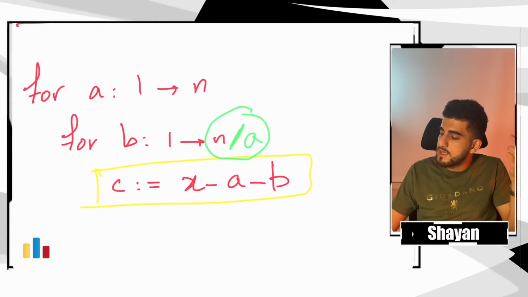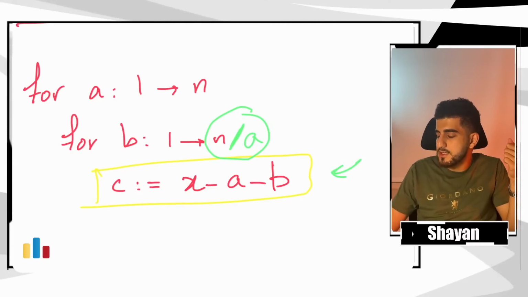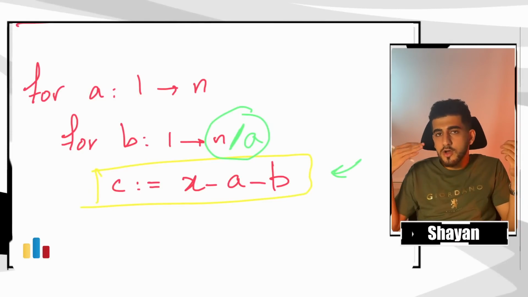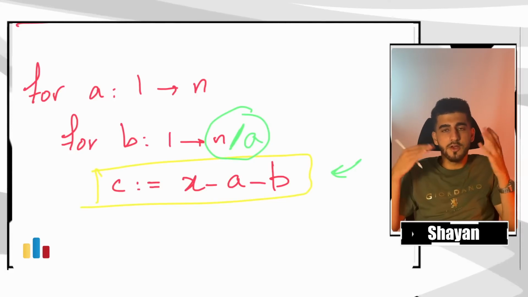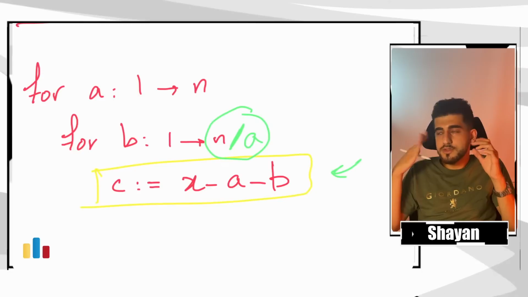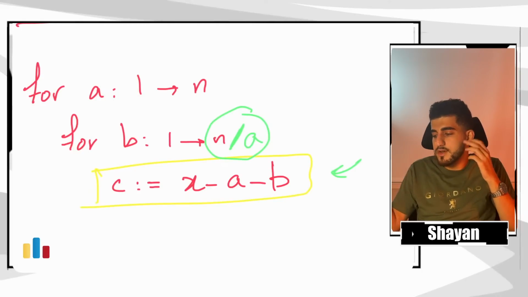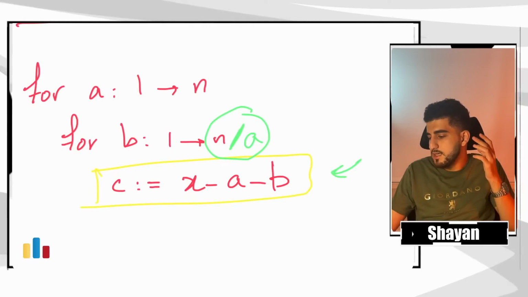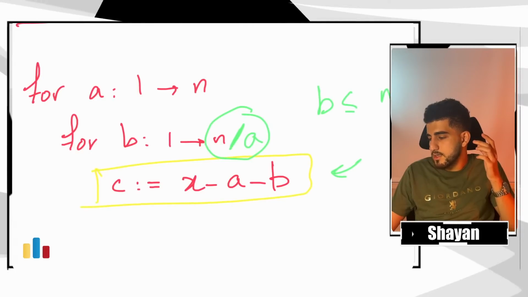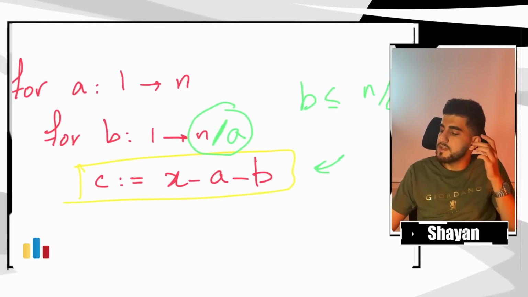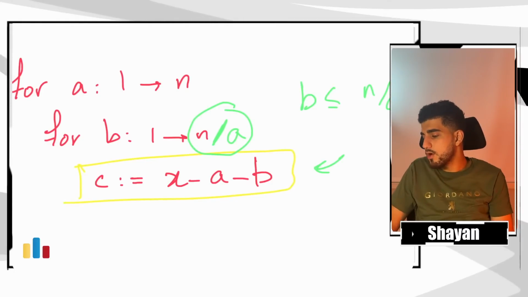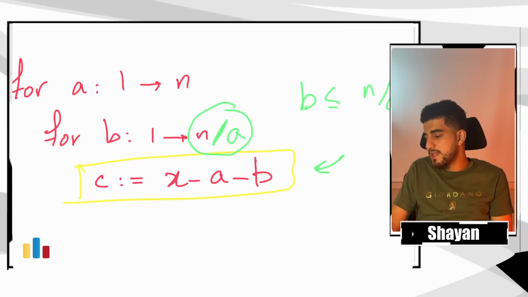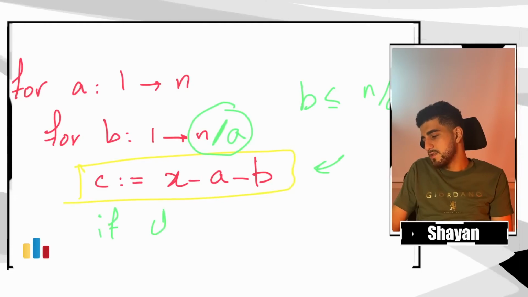So the main idea is that not only can C be uniquely determined based on A and B, but also about B, we can say something according to the value of A. We are sure that B must be less than or equal to n over A. So we have these three for loops. First we have A from 1 to n, B from 1 to n over A, and C equal to x minus A minus B, and then we will check if these values are okay.